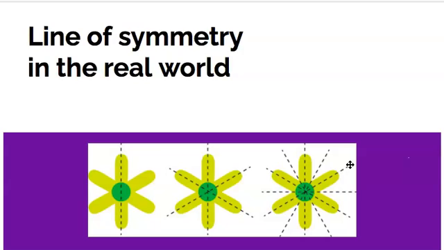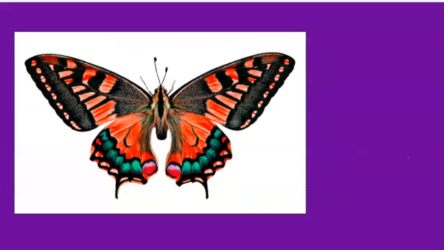I'm going to show you some pictures of real world things, and I want you to think about where the line of symmetry is. Let's take a look at this butterfly. Where's the line of symmetry? In this case, the line of symmetry is vertical. It's right down the middle. Are there any other lines of symmetry? No, because if you folded it horizontal or even diagonal, it wouldn't be an exact match of both halves.